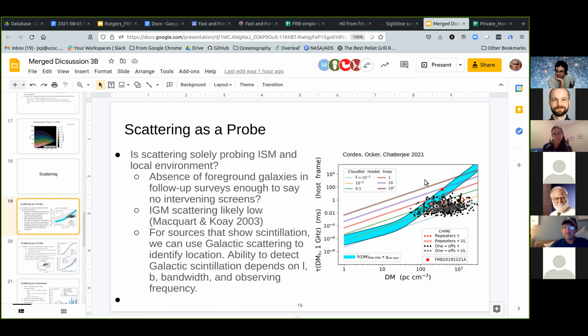I agree with what people have echoed here about the gold standard of scatter broadening measurements. The other point I would make is that it's not just scatter broadening, it's also scintillation, right? So maybe this gets to the point that Matt was getting at when we talk about scattering. There are two sides of the same coin. So we should also be looking at scintillation from the host galaxy or from an intervening galaxy, and be open-minded to that.